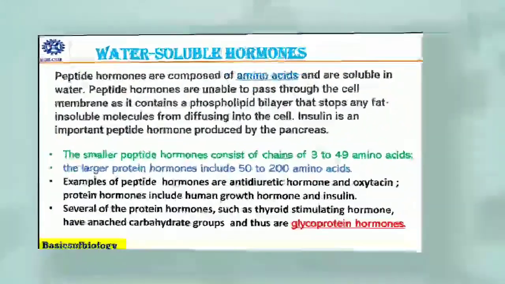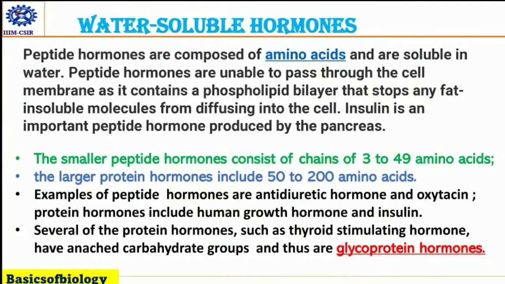The second group of water-soluble hormones are peptide hormones. Peptide hormones are composed of amino acids and are soluble in water. Peptide hormones are unable to pass through the cell membrane as it contains a phospholipid bilayer that stops any fat-insoluble molecule from diffusing into the cell. Insulin is an important peptide hormone produced by the pancreas.